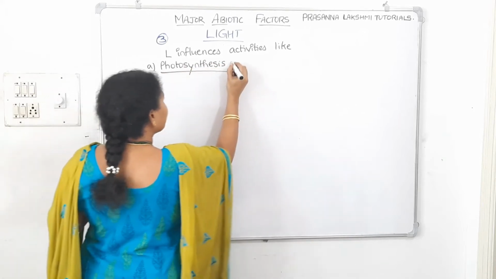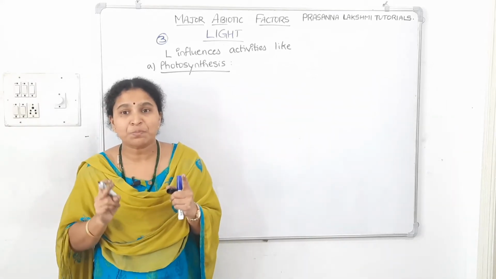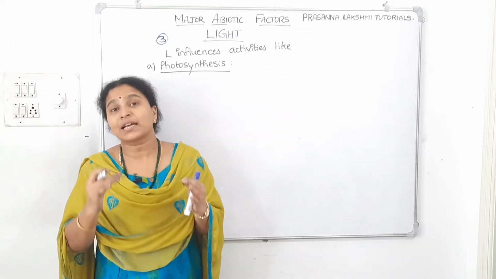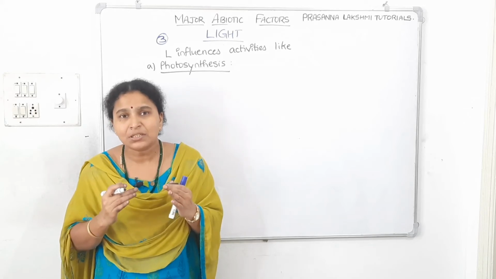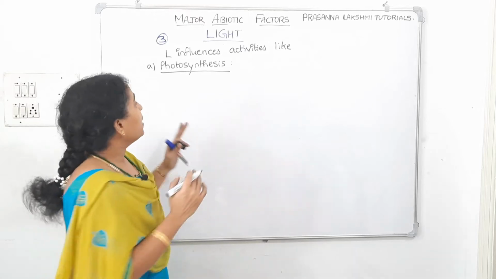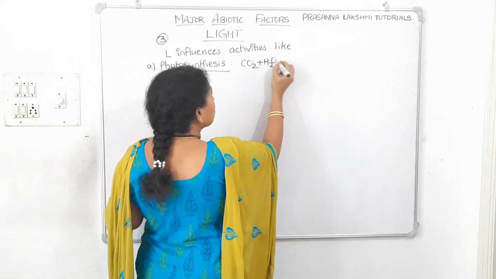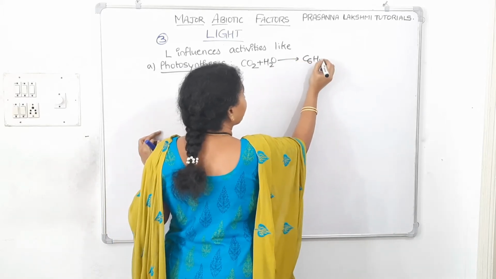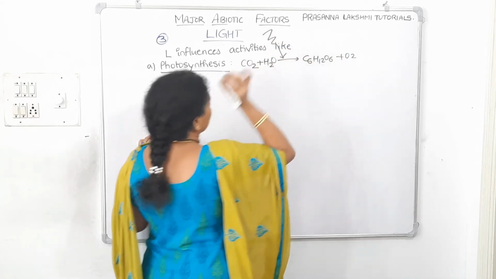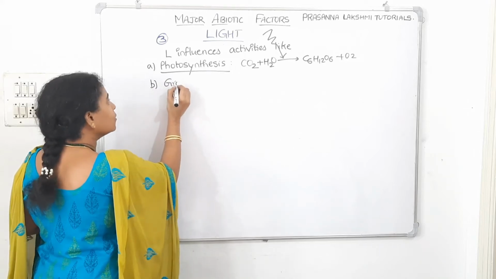We know that the plants have pigments. Pigments are present inside the chloroplast. Pigments will absorb sunlight. That sunlight, which is photon energy, is converted to chemical energy. That chemical energy is used to reduce carbon dioxide to carbohydrate. So for photosynthesis, to reduce carbon dioxide into carbohydrate, light is required.